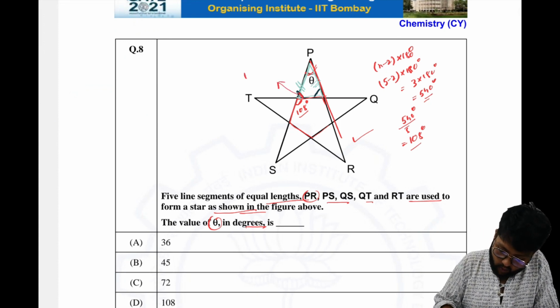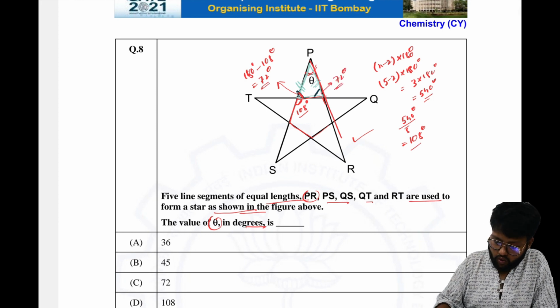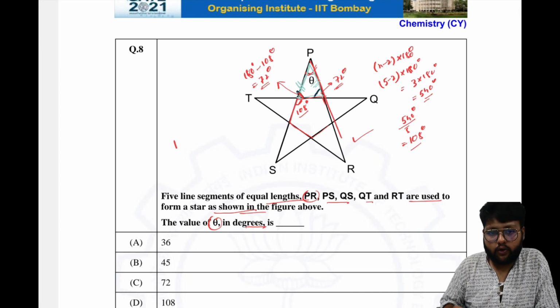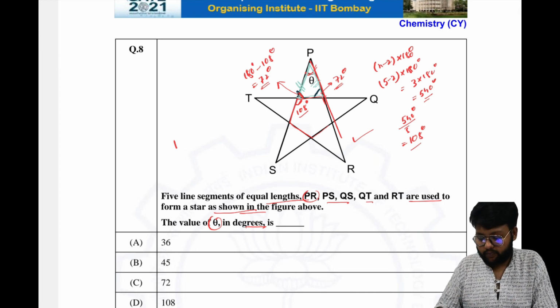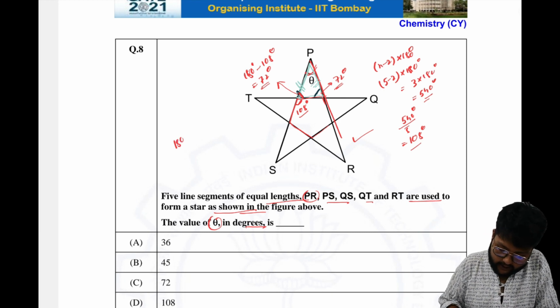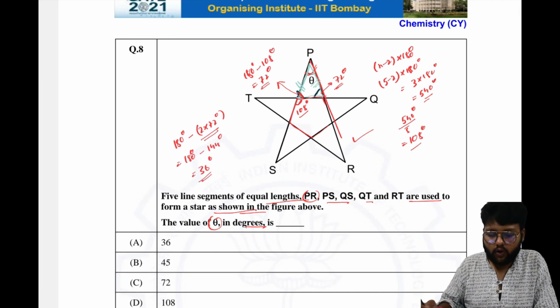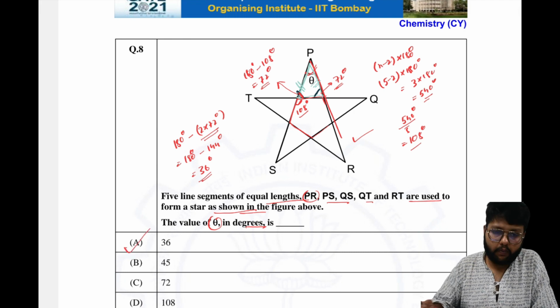From the equation we can say that this angle will be 180 degrees minus 108, so that is 72 degrees. This is 72 degrees, and this is also 72 degrees. So our theta will be, because the sum of the inner angles of a triangle is 180 degrees, 180 minus 2 into 72, that is 180 minus 144, which gives us 36 degrees. So 36 is our answer. Okay, A will be our correct answer.